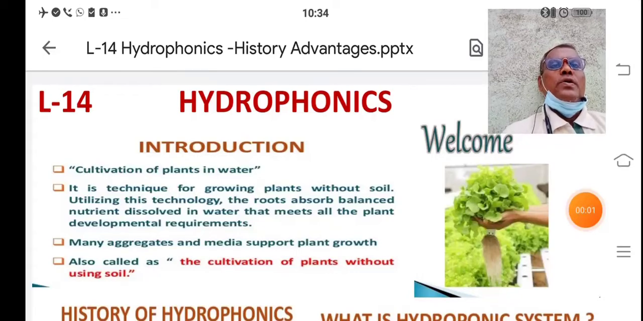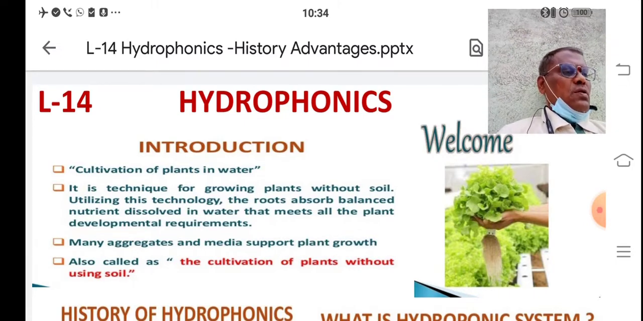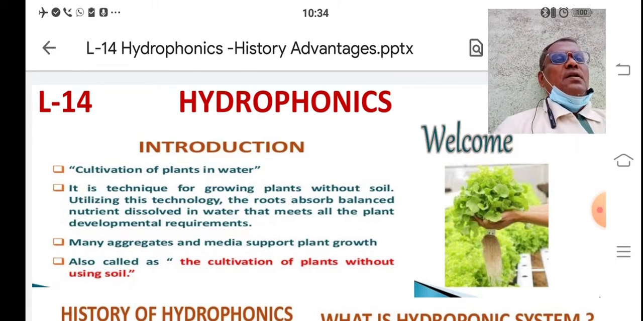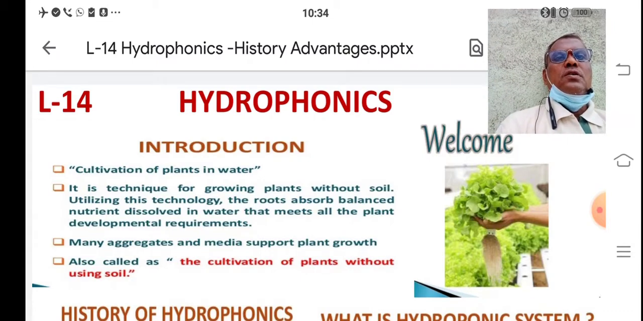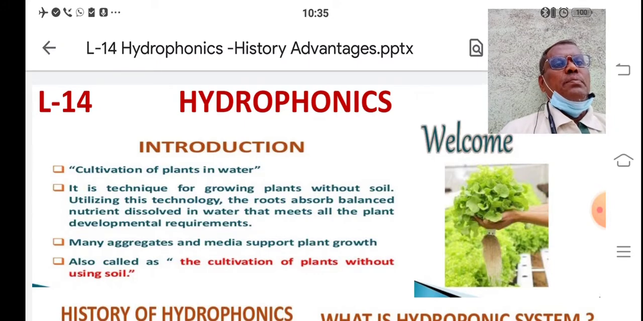So today we are starting our lecture number 14 based on the first credit, the second credit. We have completed the topics on gardening and landscaping. Right. So here you are observing a good photograph showing a number of plants in the two hands.